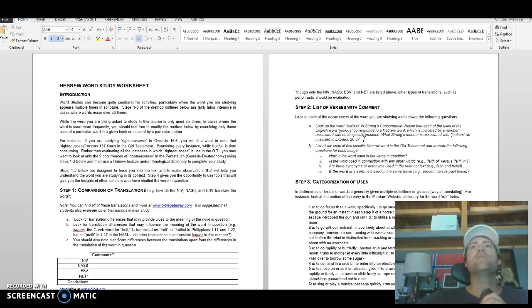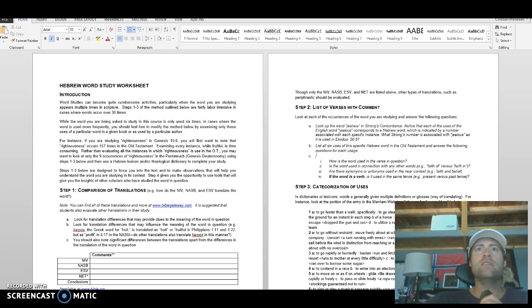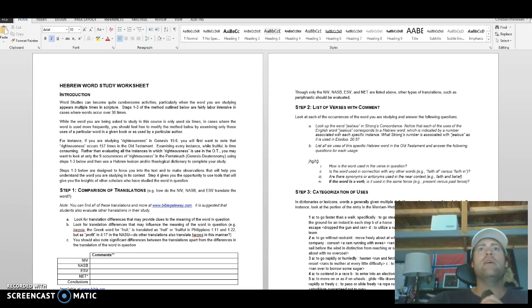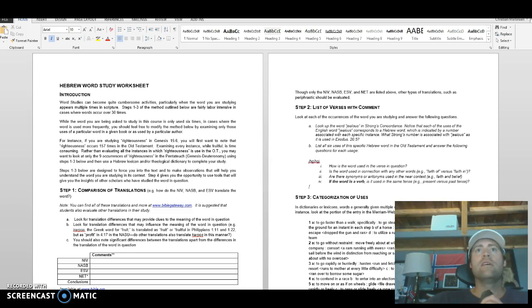So there is a Strong's number associated with it, and you are going to want to look that up. And then list all 6 uses of this specific Hebrew word in the Old Testament and answer the following questions for each usage. So you should have several. If there's more than one usage, you're going to answer these questions for each usage. So you can literally take these questions, type out the usage, answer these 6 questions, and then do it all over again. Then you cut and paste these and put them down there and answer the next one.